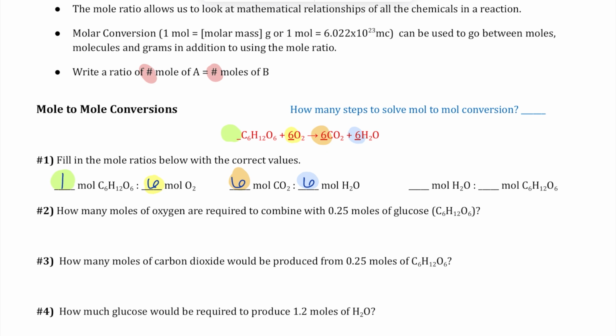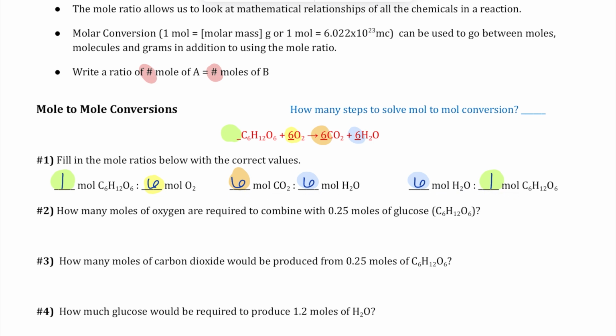And then the last one, moles of H2O to moles of glucose. We had those 6 moles of H2O to, again, a coefficient of 1 in front of the glucose, and so that is a 6-to-1 ratio. And these ratios are what we are going to use in order to do conversions.